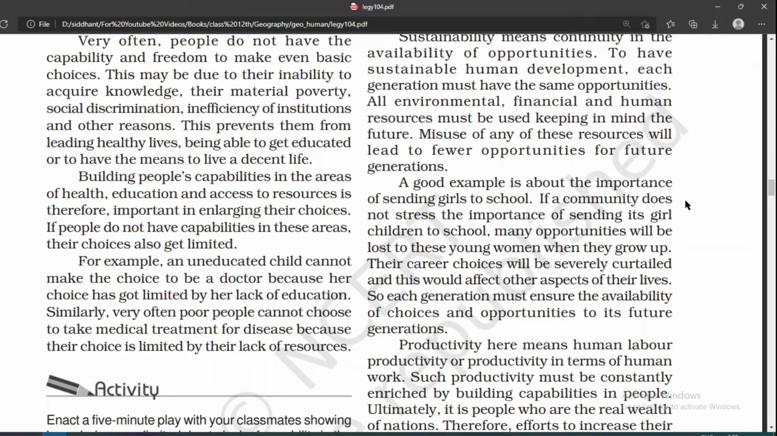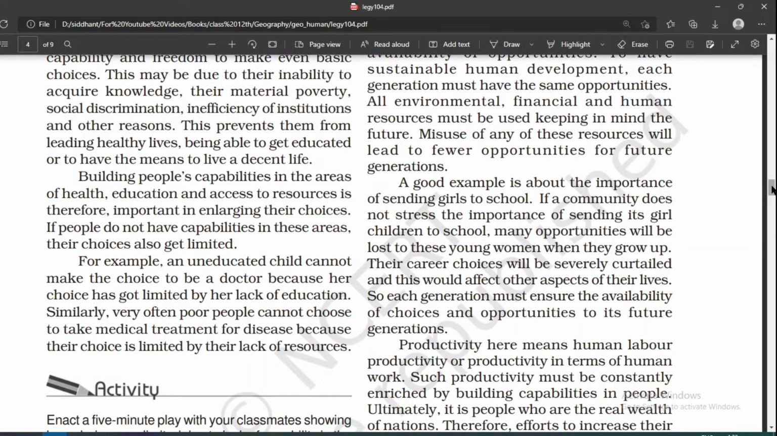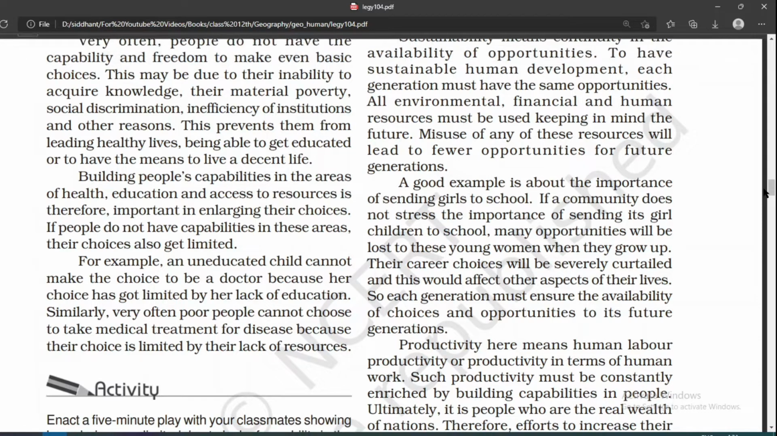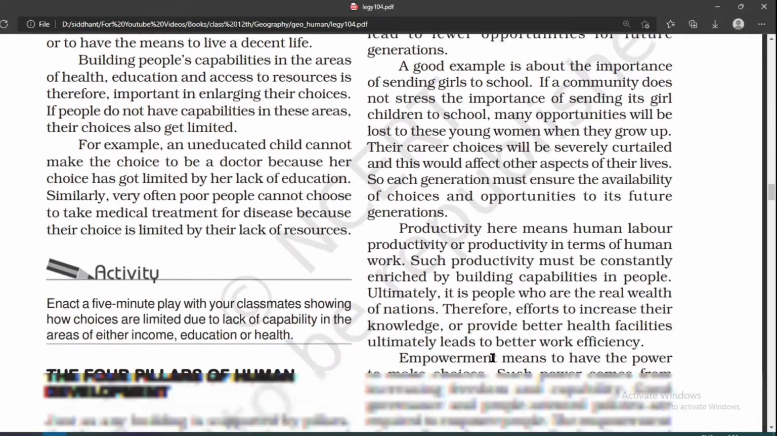If a community does not stress the importance of sending its girl children to school, many opportunities will be lost to these young women when they grow up. Their career choices will be severely curtailed and this would affect other aspects of their lives. So, each generation must ensure the availability of choice and opportunity to its future generations.